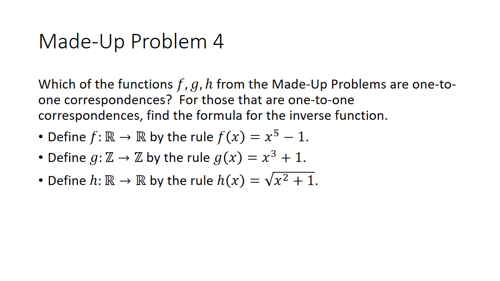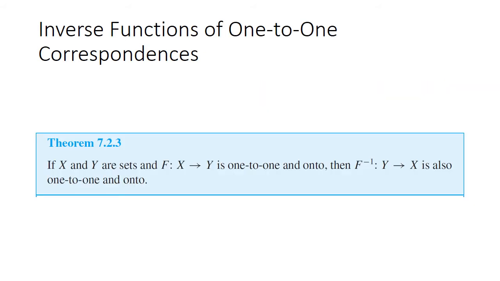Okay, so here is a made-up problem to go with the 3 problems that you had previously. Figure out which of these are one-to-one correspondences, and then find the inverse functions. The last thing in this section is just a simple fact for you. If you have sets x and y, and you have a function f from x to y that is both one-to-one and onto, then the inverse function will also be one-to-one and onto.